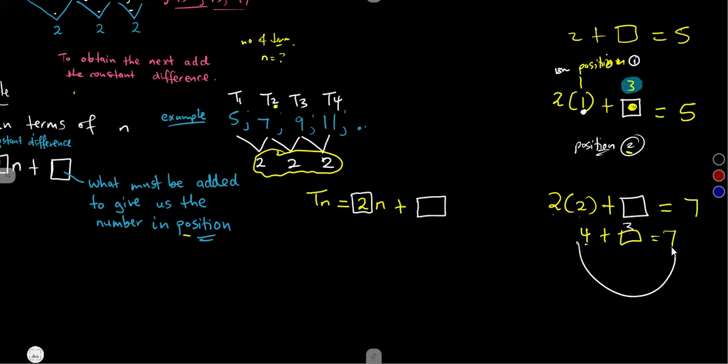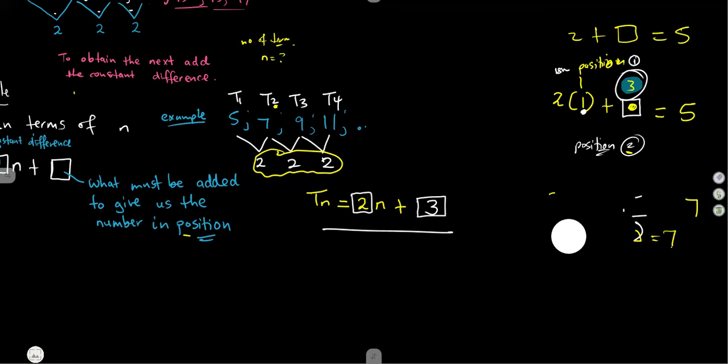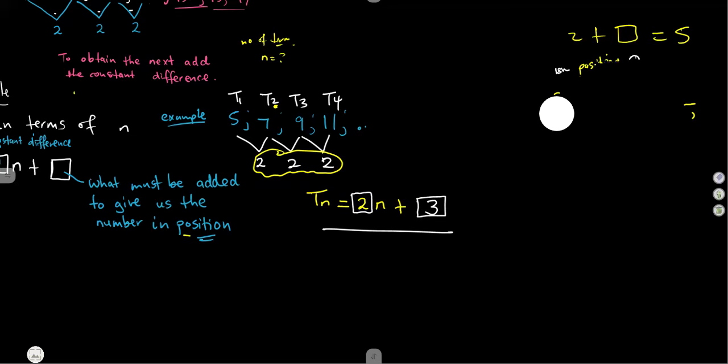Or you can take 4 to the other side. So as we can see, guys, we have a 3 here, we have a 3 here. That is what must be added. It's a 3. Just like that. So this is our general rule. So you don't need to go through all of them. You just use one. You have your general rule.